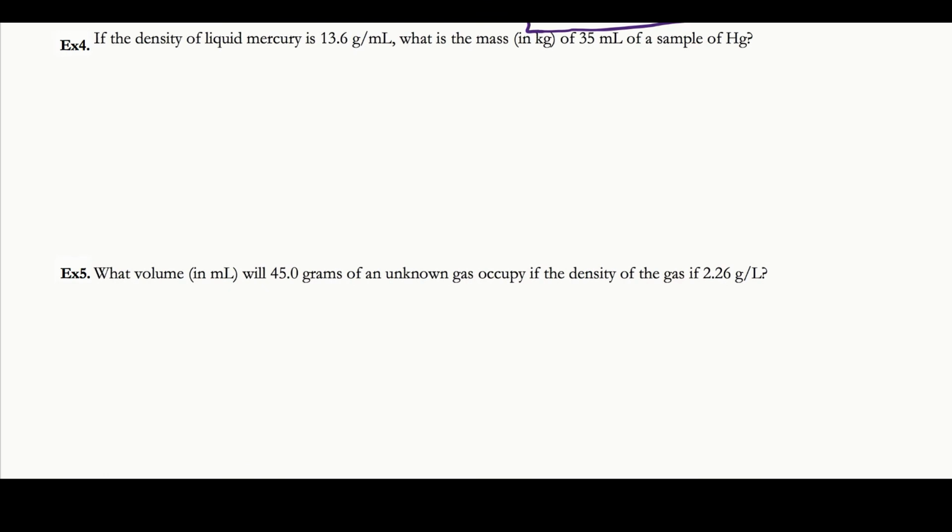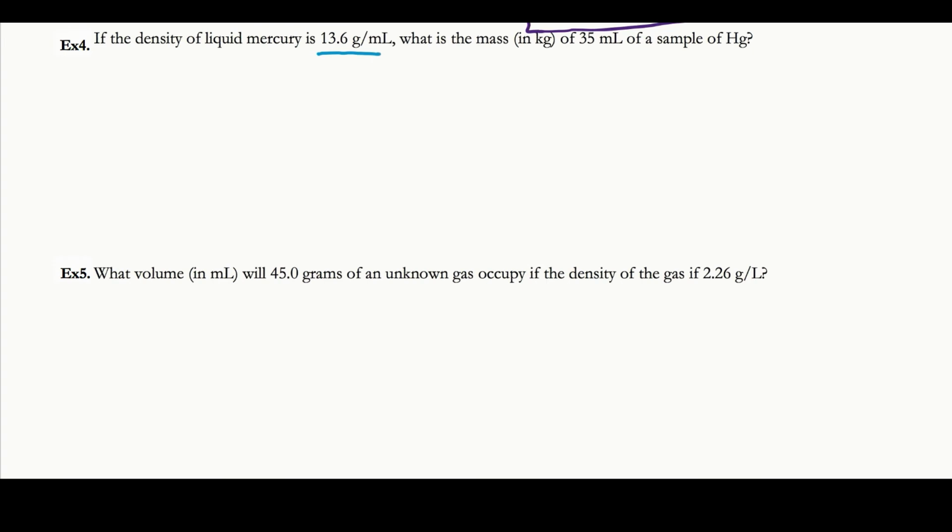All right, for the next question, it says if the density of liquid mercury is 13.6 grams per mil, what is the mass of 35 mils of a sample of mercury? Now, traditionally, you can, and it's not wrong, you can use the formula density equals mass over volume. I find that students make a number of careless errors when they do that. Instead, what I recommend doing is actually using density as a conversion factor. So let me show you what that looks like.